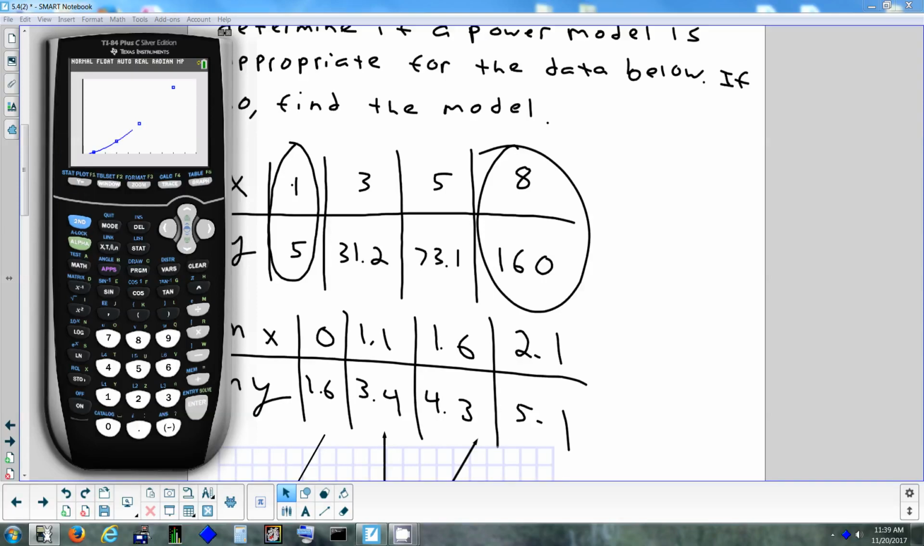And does it look like the power model goes right through those points? Yeah, it's a perfect model for the data. So the more linear that the LN table looks, the better your power model is going to fit the original data. So any question on that? All right, so now we know how to do it by hand. Last thing I'm going to show you is how the calculator can figure it out for you.